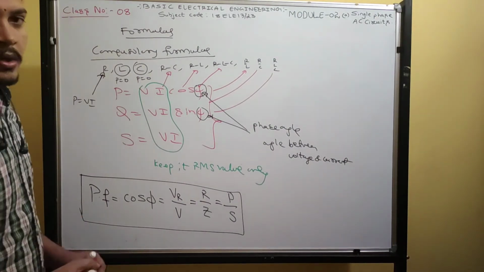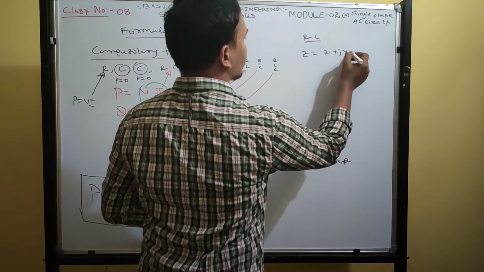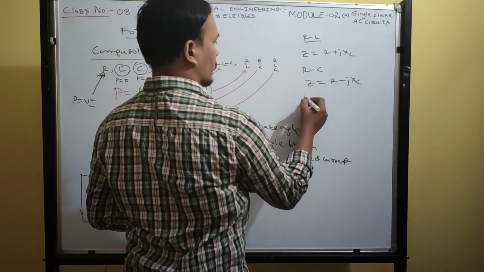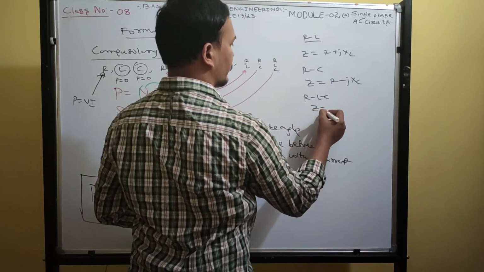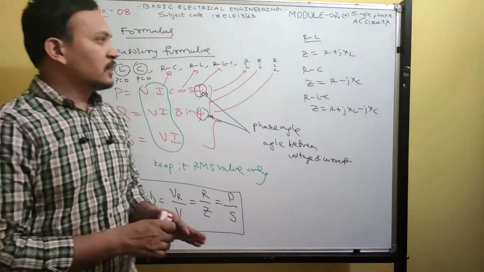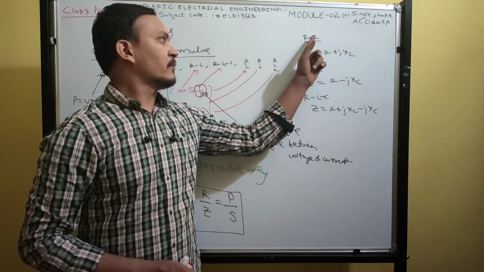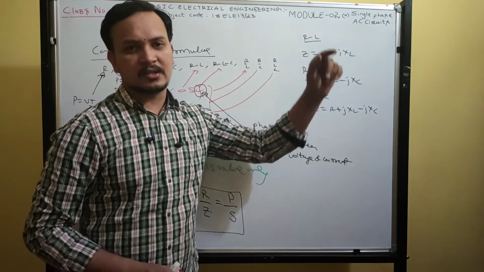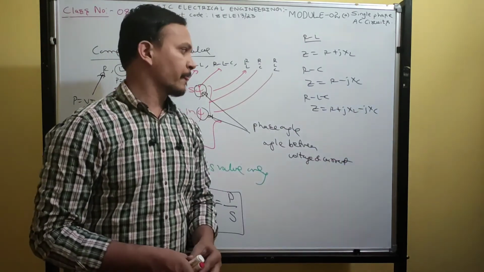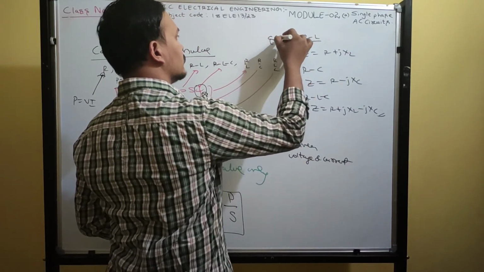Got it? Now, if it is an RL circuit, impedance is R plus jXL. If it is a series RC circuit, impedance is R minus jXC. If it is an RLC circuit, impedance will be R plus jXL minus jXC. Whenever we have a capacitor, you write minus j. Whenever we have an inductor, you write inductive reactance with plus j. So resistance, inductance plus j, capacitance minus j. Remember this. This is all valid for series.